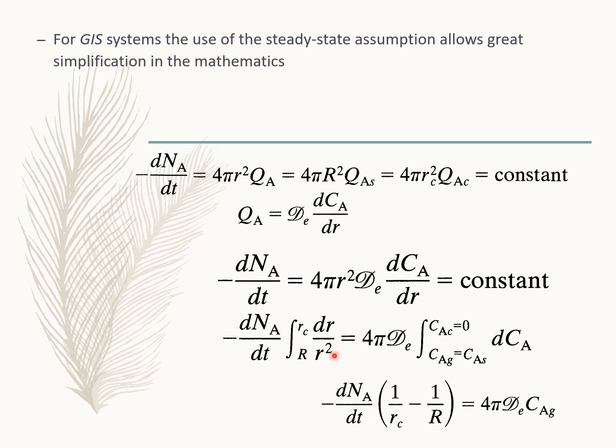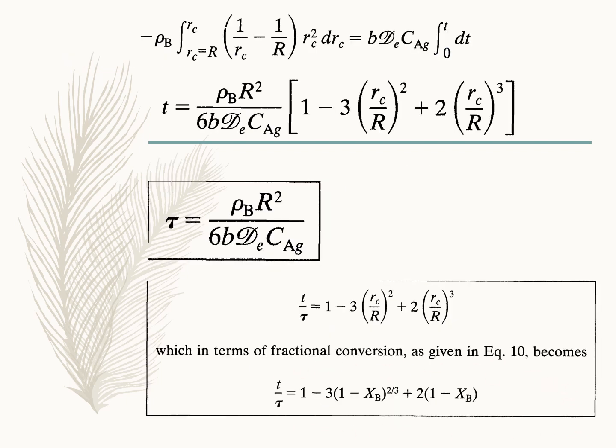The integral of 1 over r squared is minus 1 over r, and replacing again, it will be 1 over rc minus 1 over r. And the integral of dCA will be equal to CA. In fact, it's CA, which must be 0 minus CAG, but the sign was exchanged with this side. So we end up with this equation until now.